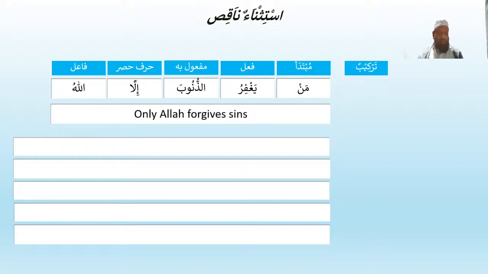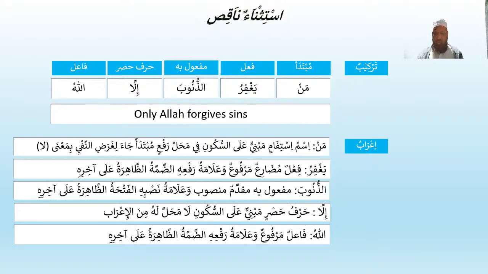Okay, in the i'rab, I forgot one thing. Can anyone see what is missing? So man اسم استفهام مبني على السكون في محل رفع مبتدأ. يغفر فعل مضارع مرفوع وعلامة رفعه الضمة على آخره. الذنوب مفعول به مقدم منصوب وعلامة نصب الفتحة على آخره. إلا حرف حصر مبني على السكون لا محل له من الإعراب. الله لفظ الجلالة فاعل مرفوع وعلامة رفع الضمة الظاهرة على آخره. What's missing?